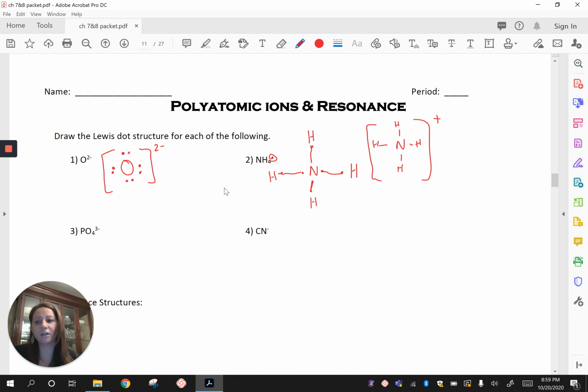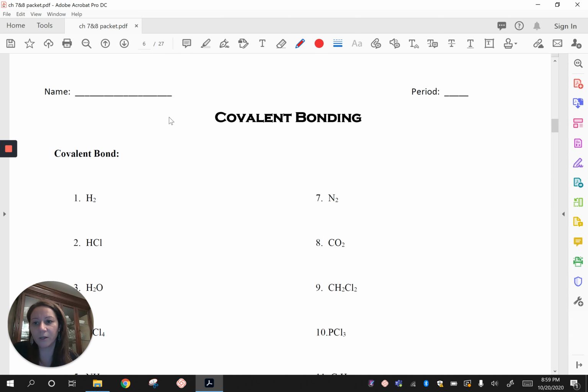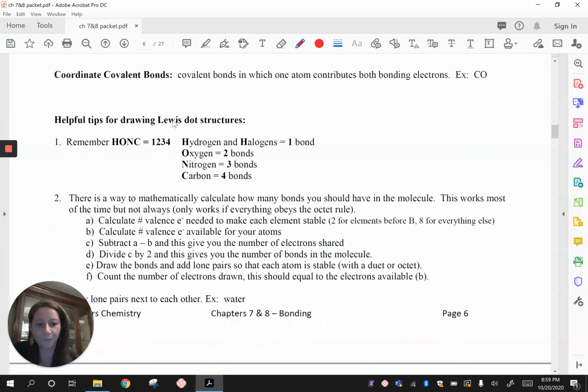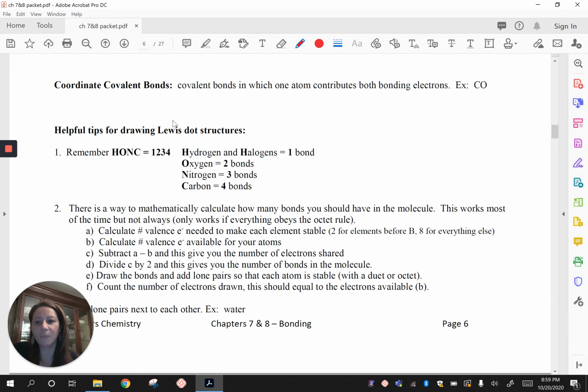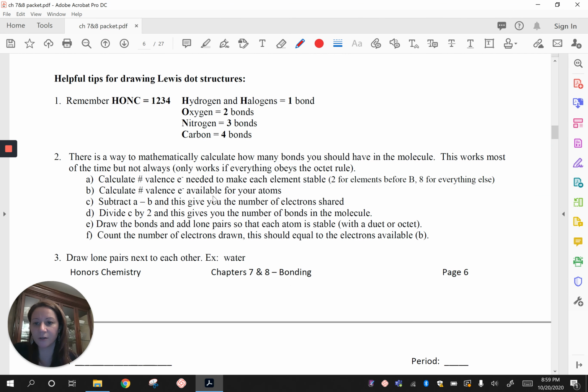The other method to do it is to use the math that we had at the beginning of the chapter. Let me show you where that is. If you go up to page 6 of our packet, the second half of the page gives you some tips for how to draw Lewis dot structures, and tip number 2 is using the math to figure it out. So let's review it real quick. What you do is you calculate the number of valence electrons needed to make each element stable. That means 2 for elements before boron and 8 for everything else.